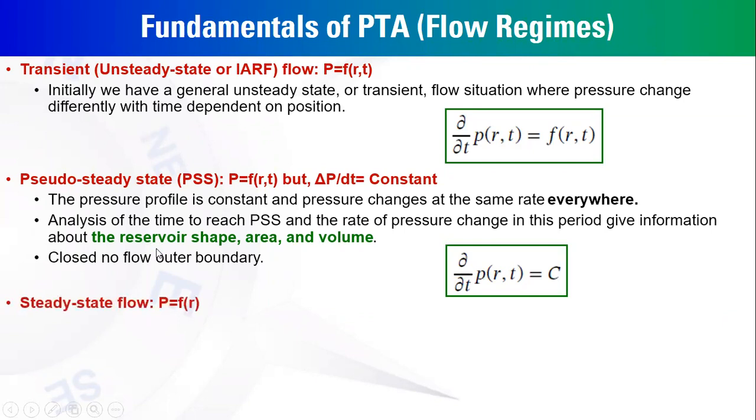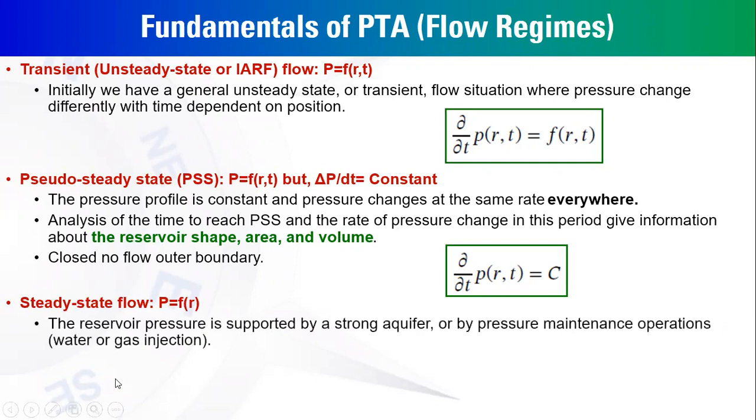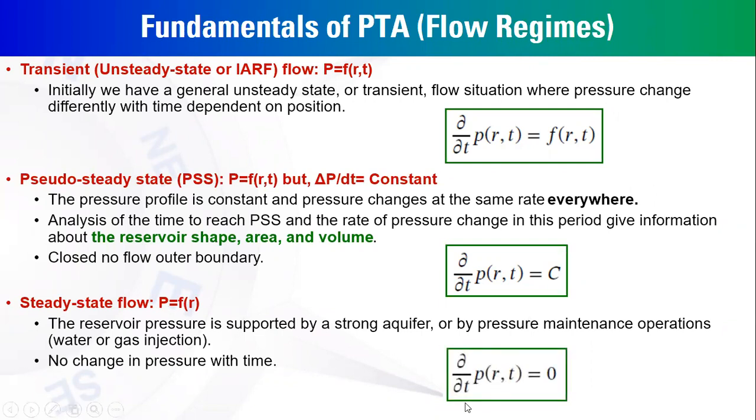The last flow regime is the steady state flow. In that case, we assume the reservoir pressure is constant. The change of pressure with time is zero, which means the average reservoir pressure is constant. That's the case where we have a strong water aquifer or strong water influx, or an effective pressure maintenance system like water injection or gas injection operations. So partial P over partial t, as you can see, equals zero.